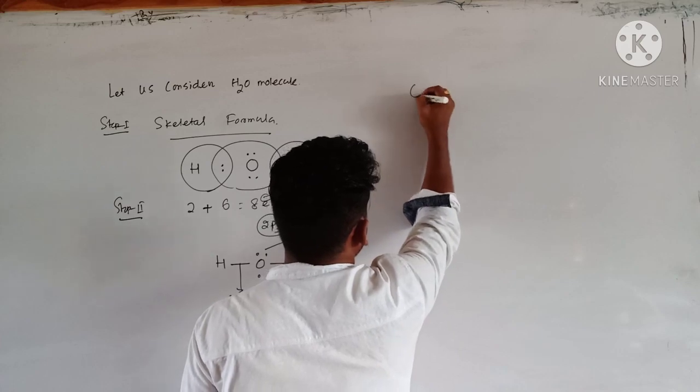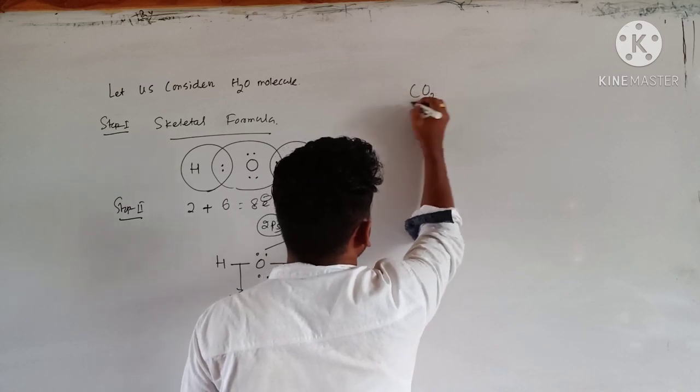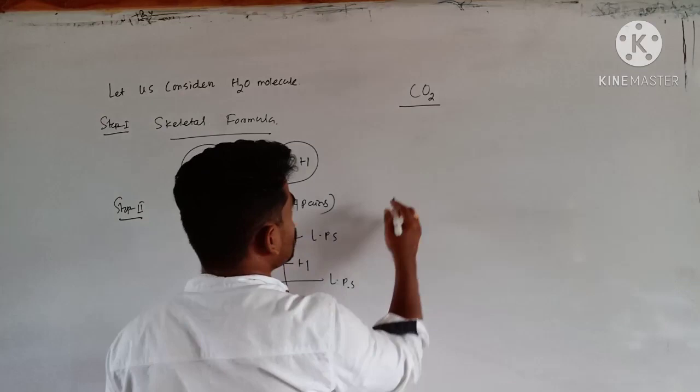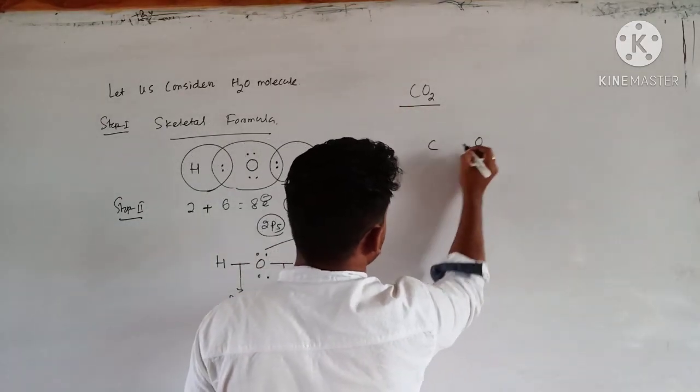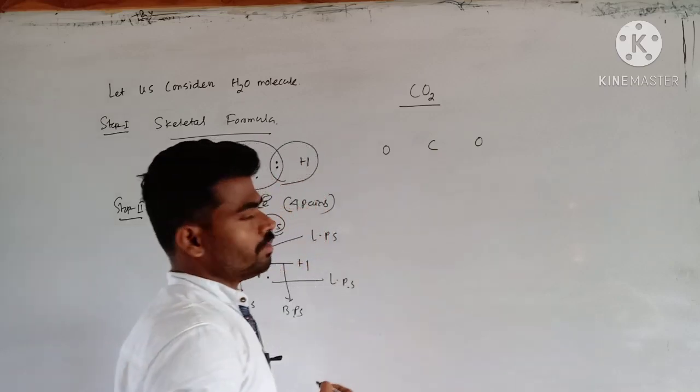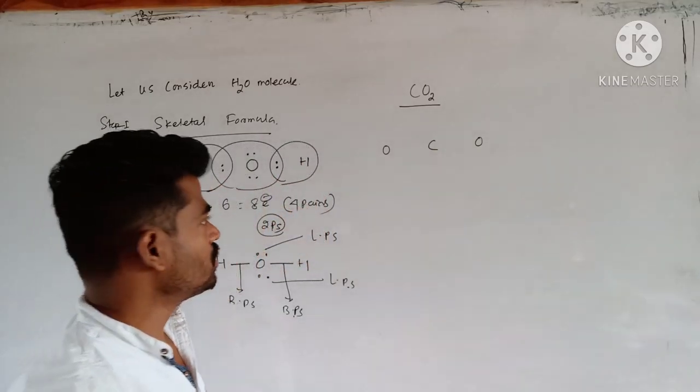So next, another very simple example I can consider over here. Let's say you do it for the CO2 molecule, carbon dioxide molecule. So the skeletal formula: carbon is less electronegative at the center, and the 2 oxygens are more electronegative lying at terminal positions.